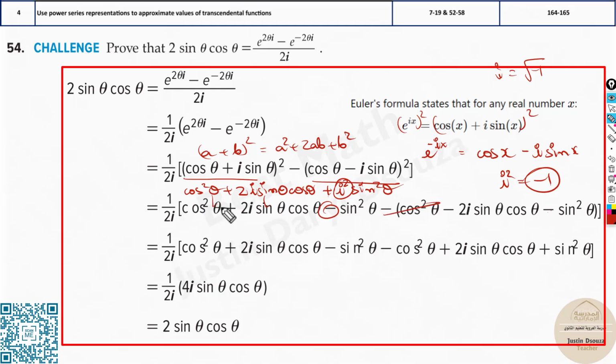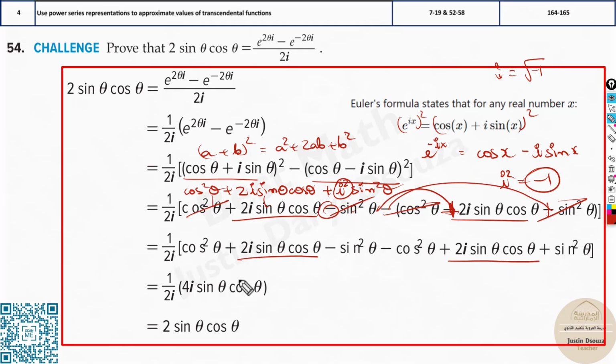Now we will see what can be solved. This minus cancels off. Here we have minus, and then this minus is multiplied here, it becomes plus, right? This is also cancelled. You're only remaining with 2i, and minus and minus becomes plus. So you're only remaining with 2i sine theta cos theta, 2i sine theta cos theta.